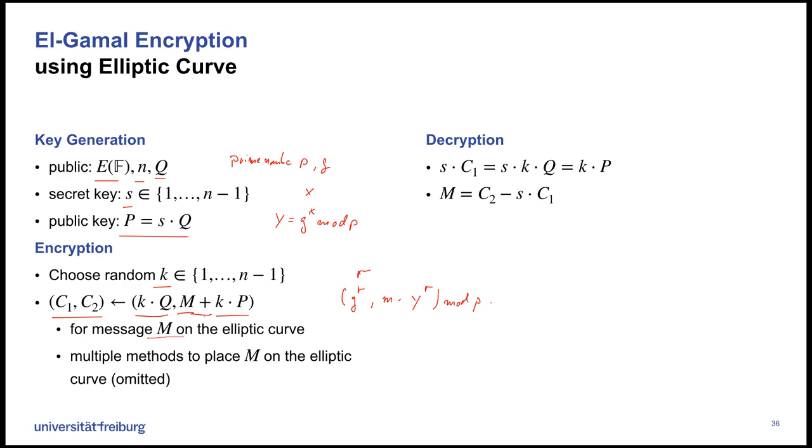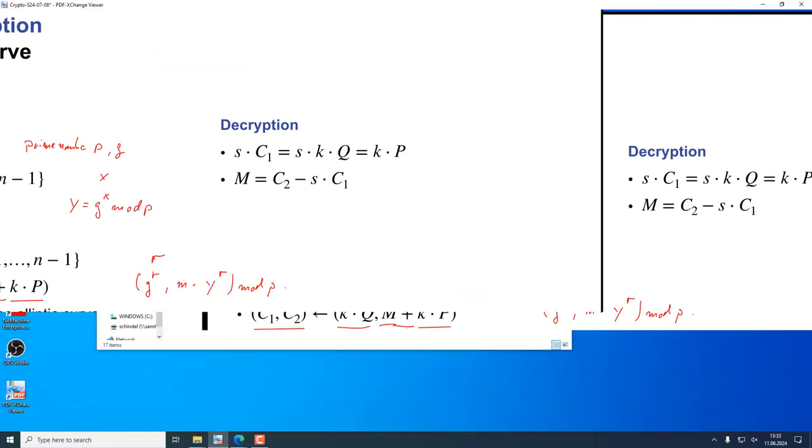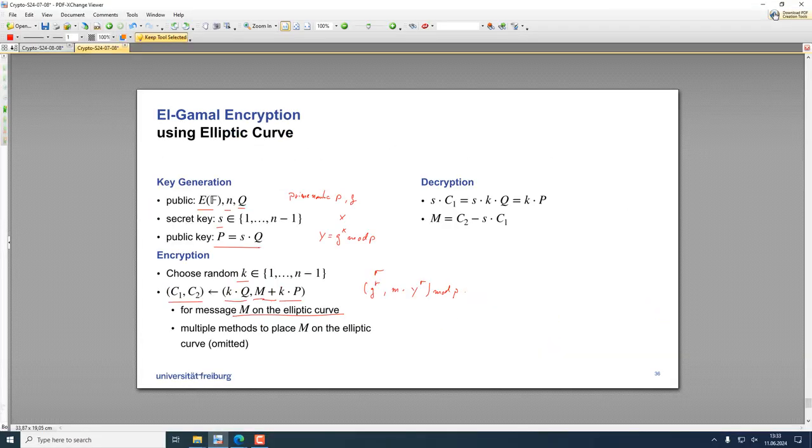Now for this we have to put the message on the curve. How can we put the message on the curve? Any ideas? Okay. For this, we go back to our visualization.